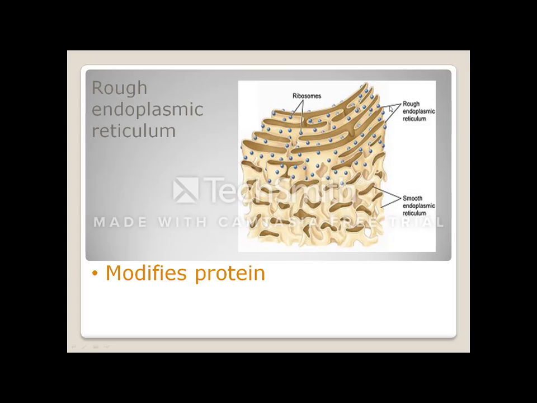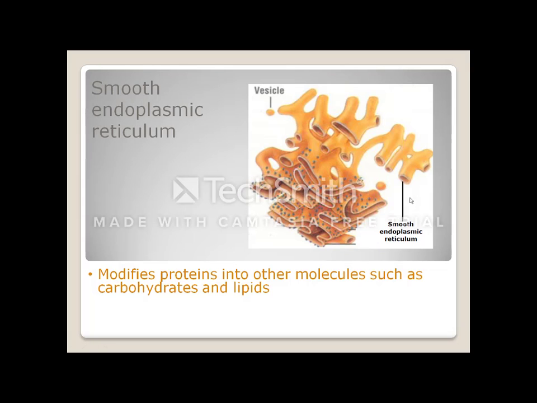On or in that structure called the rough endoplasmic reticulum, they produce protein, where that rough endoplasmic reticulum takes that protein and further modifies it into protein molecules that can be used by the cell. This rough endoplasmic reticulum then transports that protein to these structures called smooth endoplasmic reticulum. The smooth endoplasmic reticulum then further modifies that protein into molecules called carbohydrates or lipids.